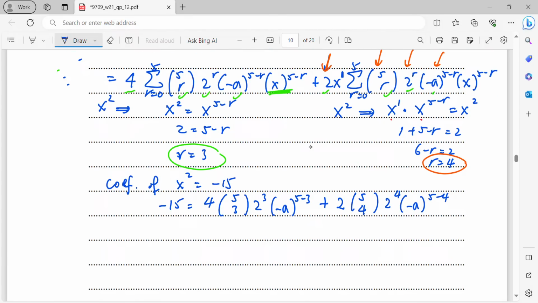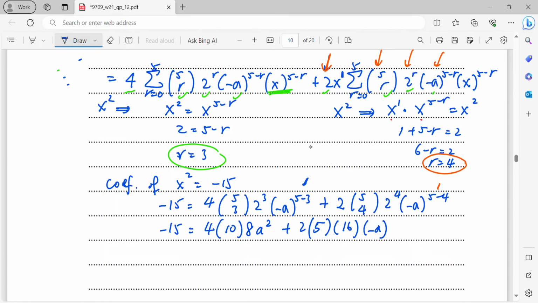So now I will simplify all. Minus 15 equals 4 times 5c3, which is basically 10, times 2 cube, which is 8, minus 2, this is power 2. Alright, 5 minus 3 is 2, so that means I'll get a squared. Then plus 2, 5c4 is 5, 2 power 4 is 16, then this 5 minus 4 is 1, so minus a to the power of 1 is minus a.